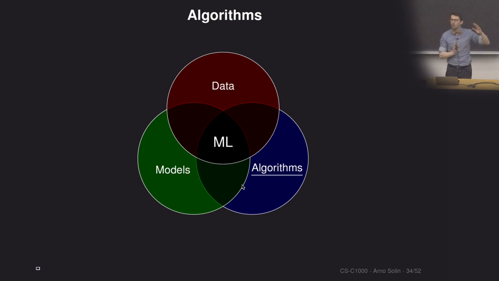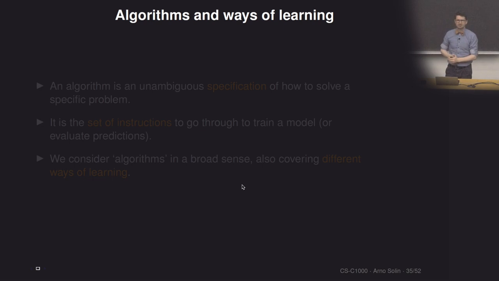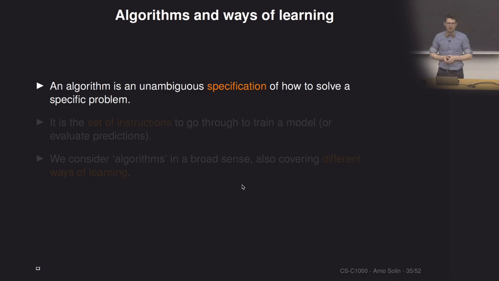So as I said, data, well, I think that's pretty clear now what data is. And I hope models start to also ring a bell. But algorithms, I call it the secret sauce, and it's everything else basically. So let's look into ways of learning. So an algorithm is an unambiguous specification how to solve a specific problem. It's kind of the recipe.